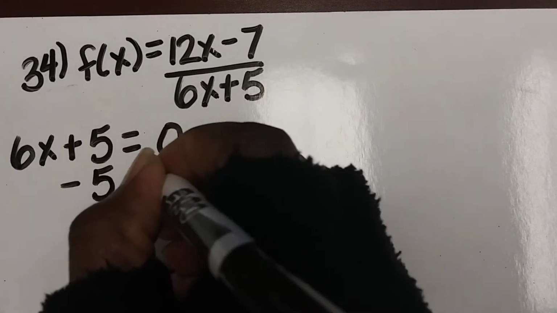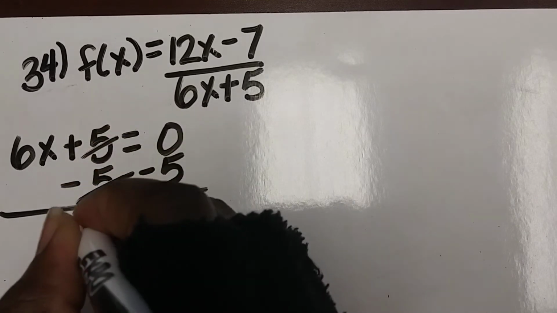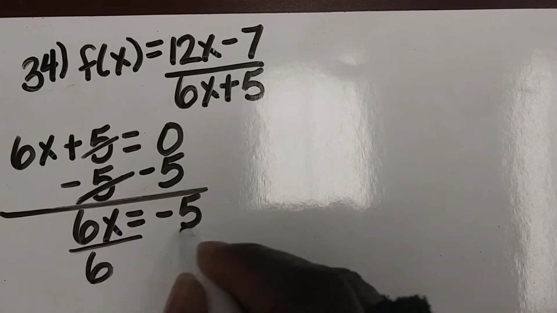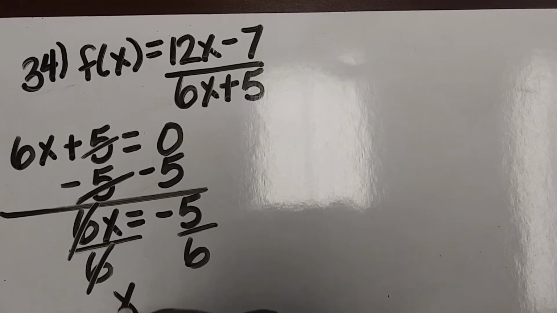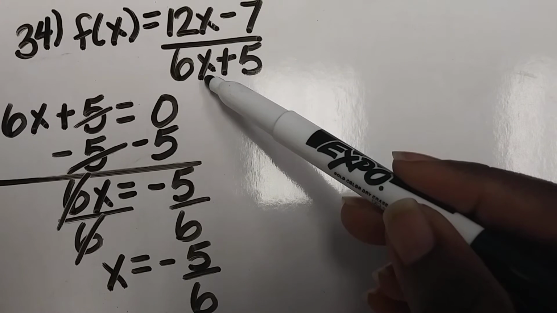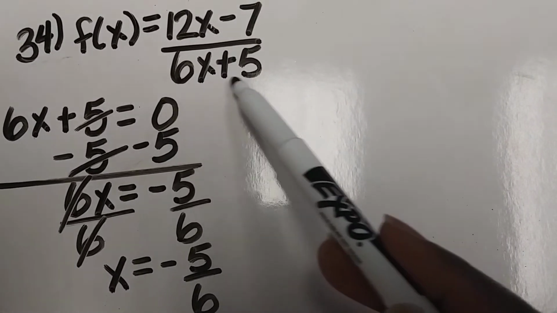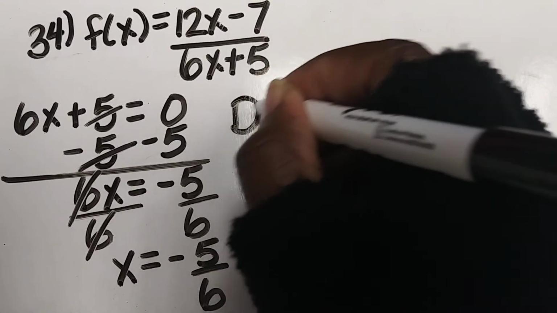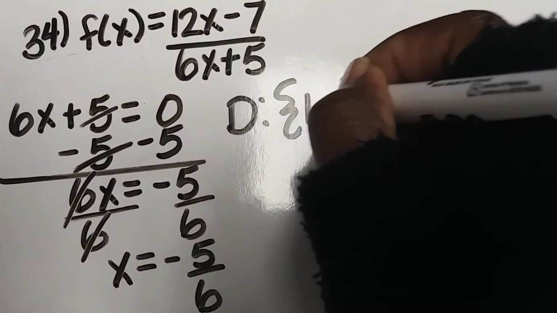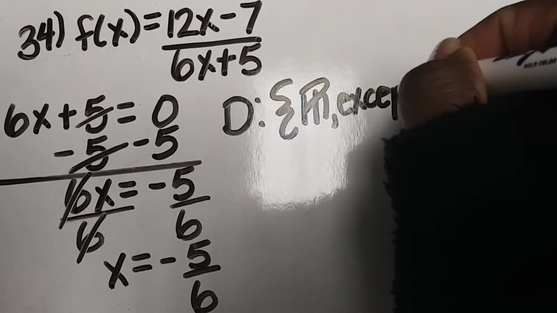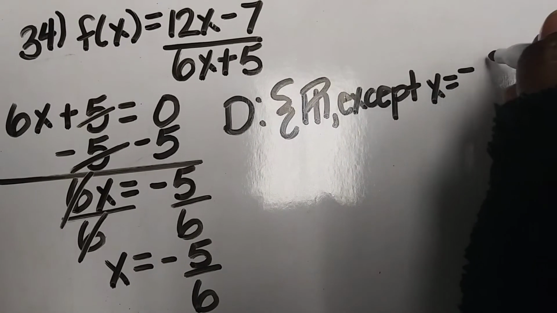I'm going to subtract 5 on both sides. So I have 6x equal negative 5. Divide both sides by 6. X is negative 5 over 6. Now, if you go back and plug in negative 5 over 6 for x here, then you'll see that your denominator will equal 0. My domain is all real numbers except negative 5 over 6.